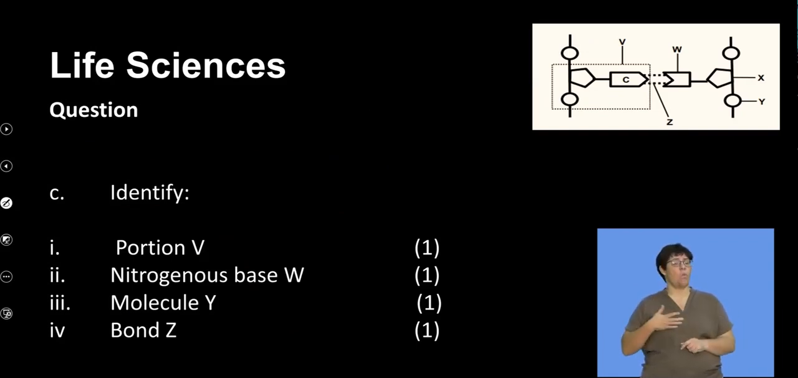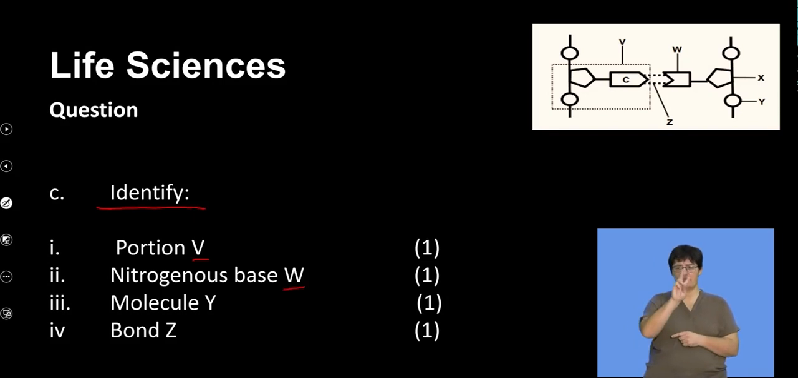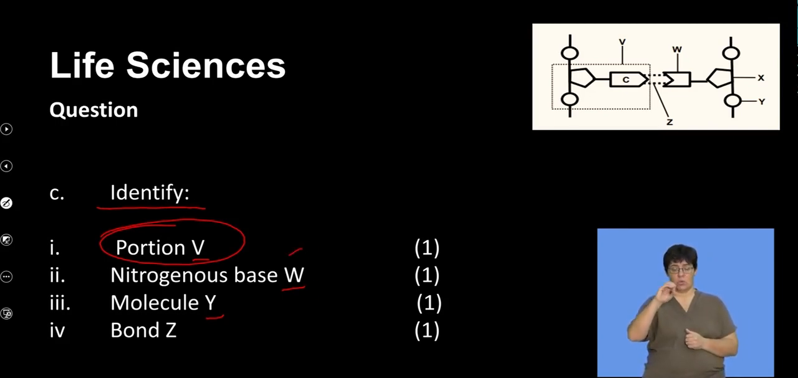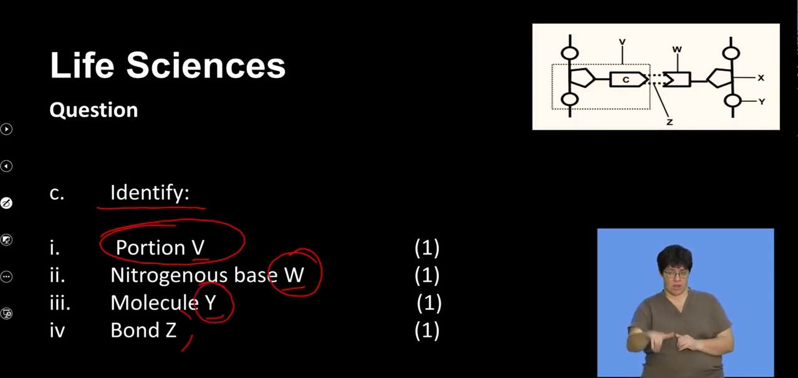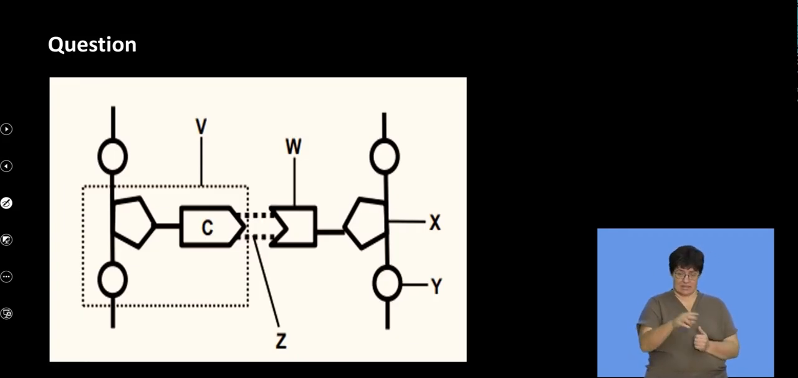The next part of the question requires us to identify different parts in this. So question C, identify portion V, W, Y. Okay, so let me read that again. We've got to identify portion V. We've then got to identify the nitrogenous base W, the molecule Y, and the bond Z. So a few things that we've read together. We're going to go back to this image and unpack each one of them.